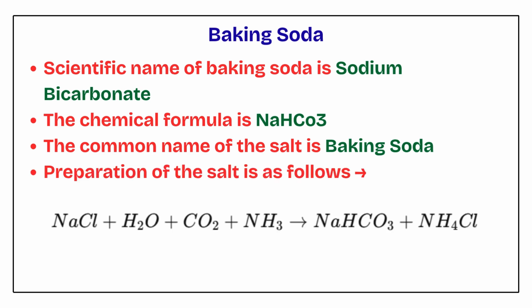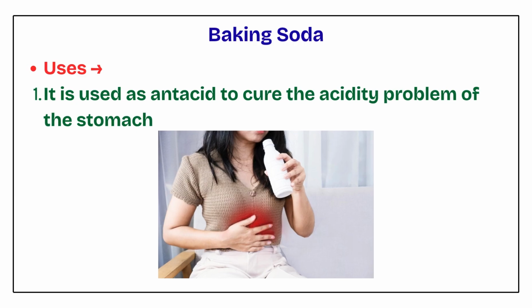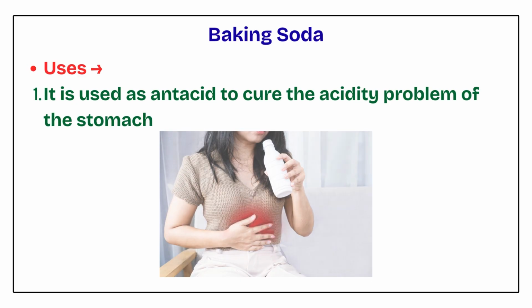When you mix the sodium chloride, water, carbon dioxide and ammonia, we get 2 important salts. One is baking soda, which is NaHCO₃, and the other is ammonium chloride. Please note that it is also used as an antacid. I have explained the antacid in my another video. So it is used as an antacid to cure the acidity problem of the stomach.